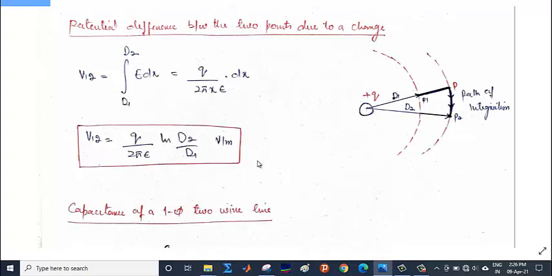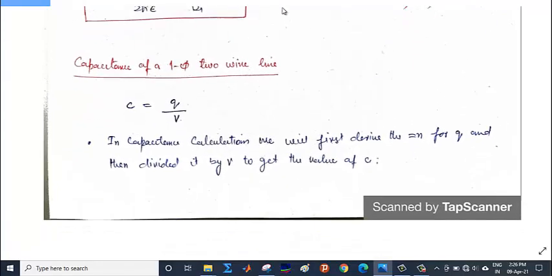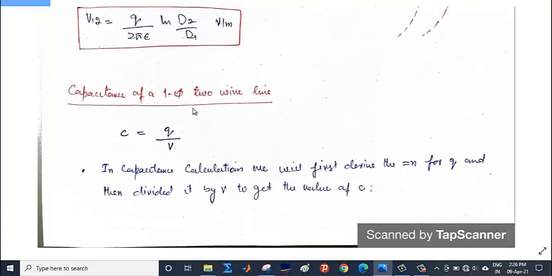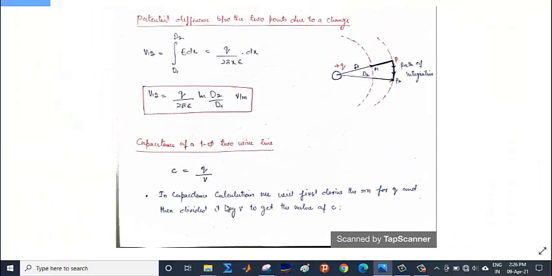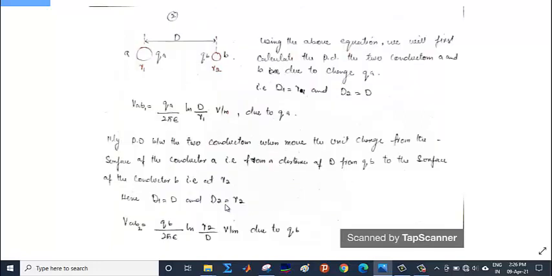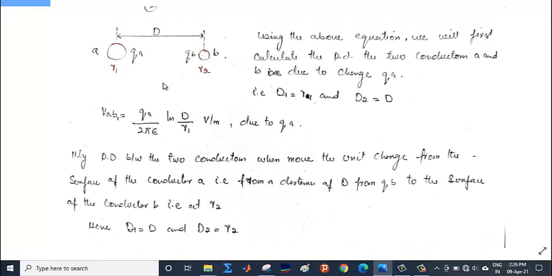So we'll use the same thing over here: capacitance of the single phase two wire line. We know that capacitance is equal to charge per unit voltage, or charge by voltage. In capacitance calculation, we will first derive the equation for Q and then divide it by V, so that we can find the value of C. I have just told you what we do for this case. So moving ahead, let us use the same process to find the capacitance of a single phase two wire line.